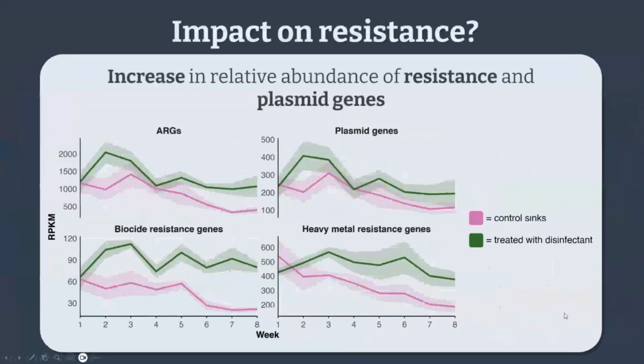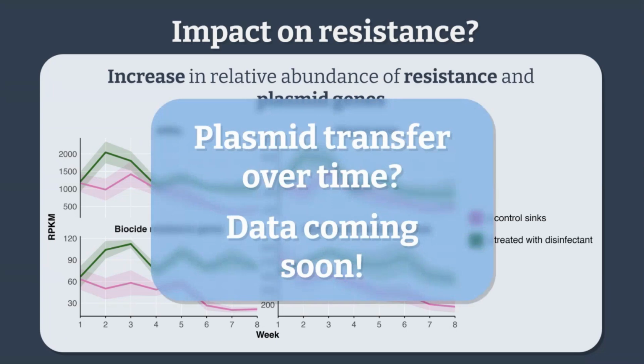And then very quickly, looking at the abundance of resistance genes, we can see that with disinfectant treatment, the antimicrobial resistance genes were increased compared to control, and the plasmid genes, biocide resistance genes and heavy metal resistance genes were greatly increased compared to the control sinks. So disinfectant use clearly increases opportunistic pathogen abundance in this community, and it also increases the relative abundance of resistance genes. The next thing I'm going to be doing is looking at plasmid transfer over time, but I haven't got that data for you today, unfortunately. But that's what I'm working on now.